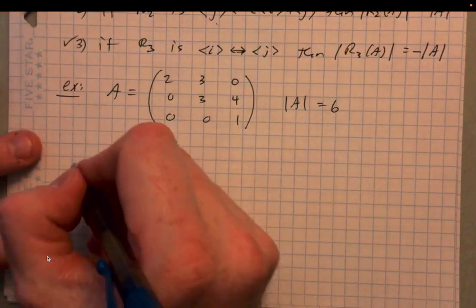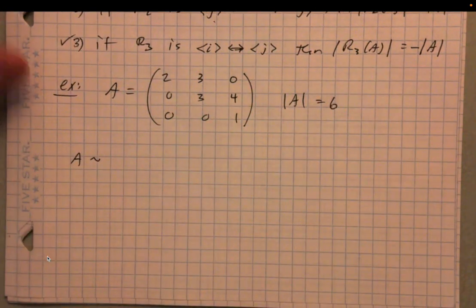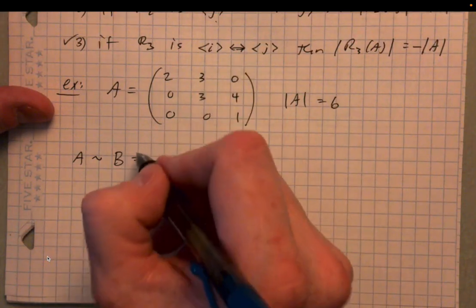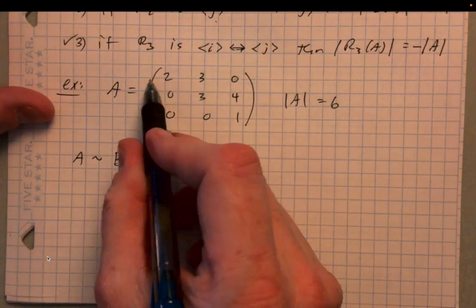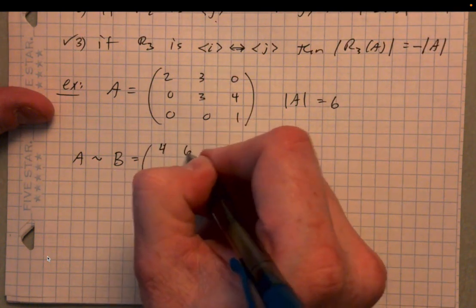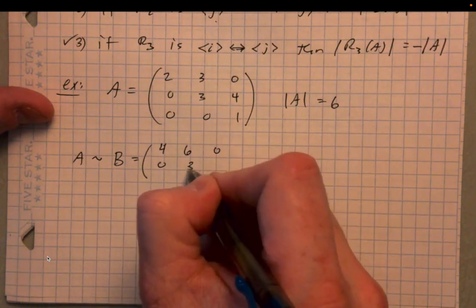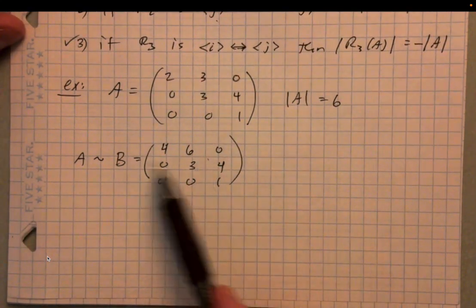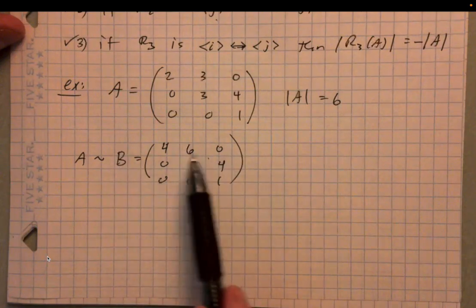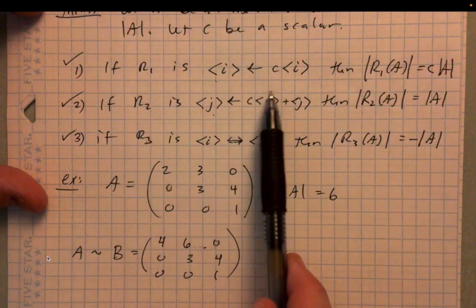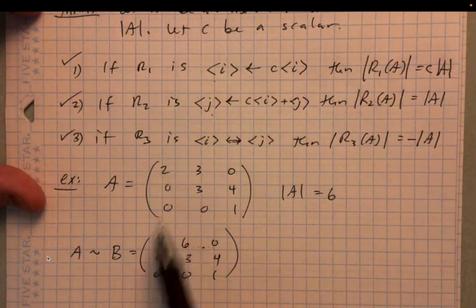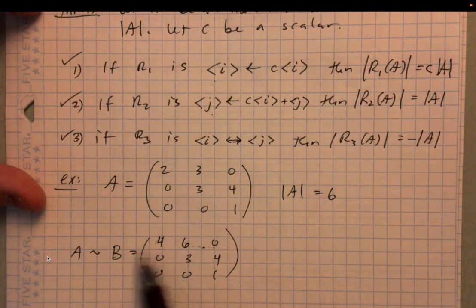Now A is row equivalent to a matrix B, where instead of 2, 3, 0, let's multiply that by 2 and make it 4, 6, 0, and then 0, 3, 4, 0, 0, 1. So what have I done here? To transform A into B, I did a row operation 1, and c was equal to 2. So I multiplied row 1 by 2. 2 times 2 is 4, 2 times 3 is 6, 2 times 0 is 0.